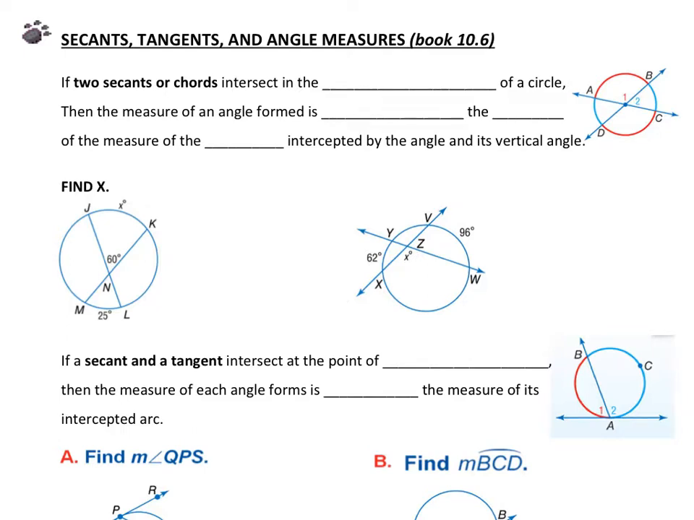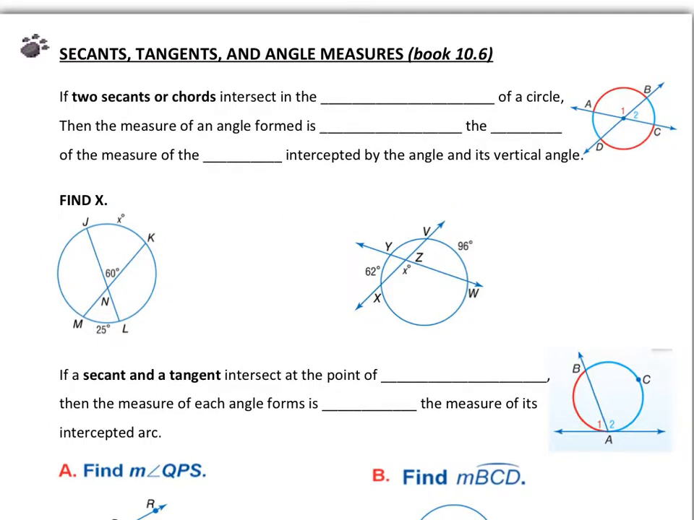Okay, looking at our notes today, we're going to look at secants and tangents and how to find angle measures and arc measures. We have specifically three theorems that we're going to be looking at. The first one is when two secants or chords intersect in the interior of a circle. We have an example of that right here.